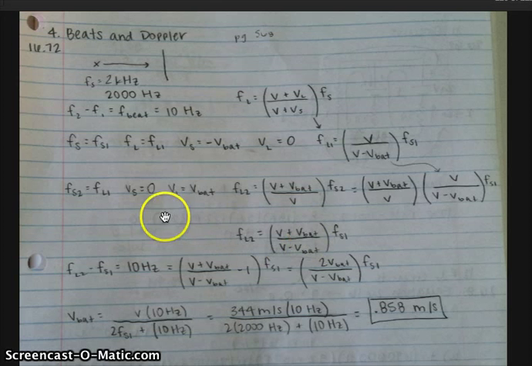Okay, so from there we get FL2 equals (V plus V bat) over (V minus V bat) times FS1. 10 hertz is equal to FL2 minus FS1, which equals [(V plus V bat) over (V minus V bat) minus 1] times FS1, because of distribution, basic algebra. So that equals 2 times the velocity of the bat over (V minus V bat) times the frequency of the source.